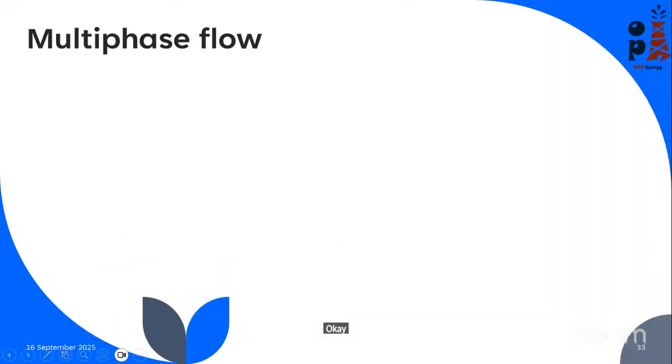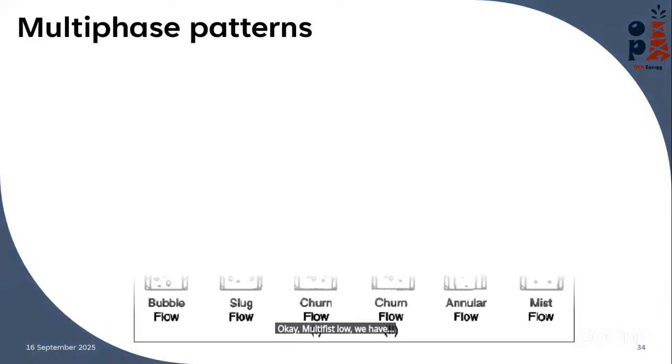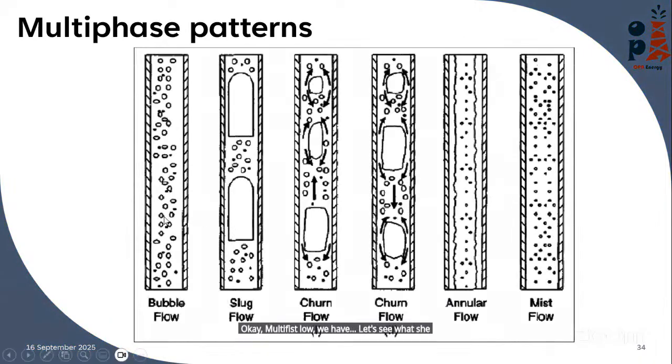Okay, multi-phase flow. We can start with bubble flow, where the continuous phase is all liquid, and there are bubbles of gas within the continuous flow. On the other end is the opposite: we have mist flow. In mist flow the continuous phase is gas, and you have small droplets of liquid. In between, there are slug flow, churn flow, and annular flow.